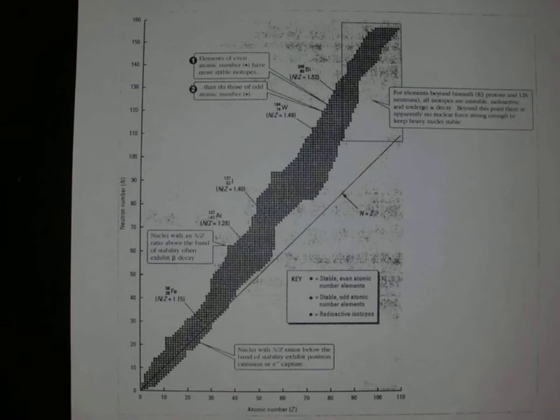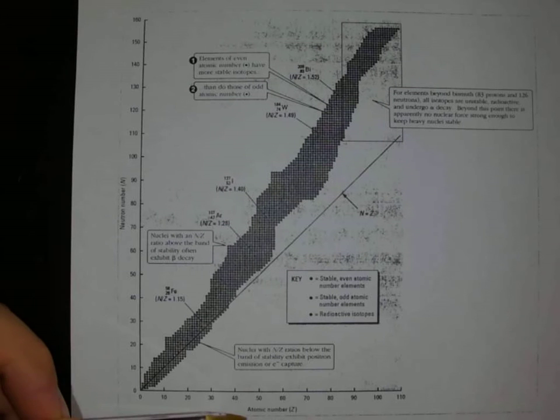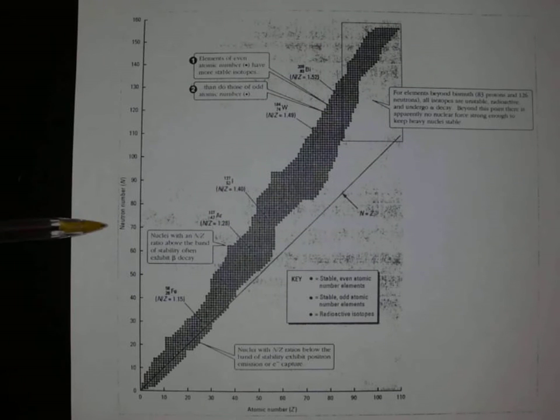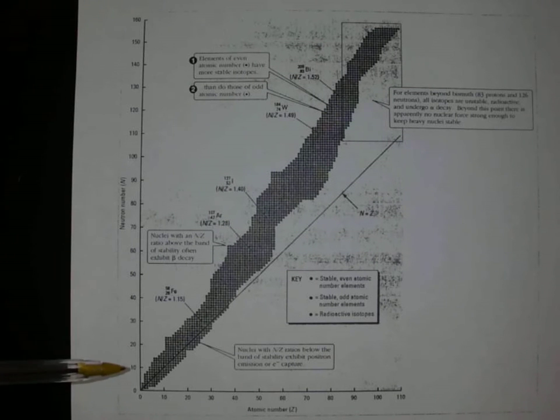All right, so now that we've learned a lot about our nuclear reactions, I wanted to come back to our band of stability here, right? What we're looking at here is our atomic number, which is our number of protons, versus our number of neutrons, okay?